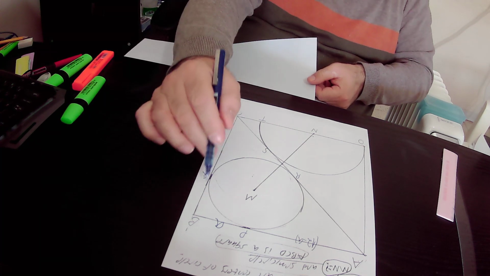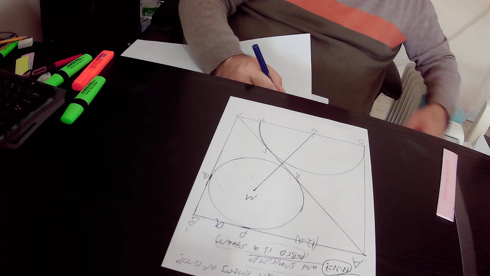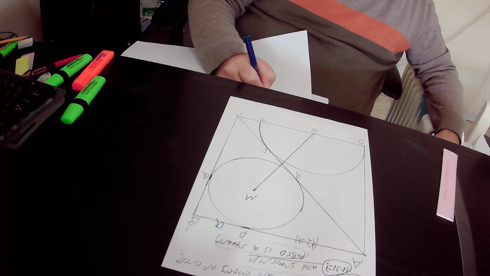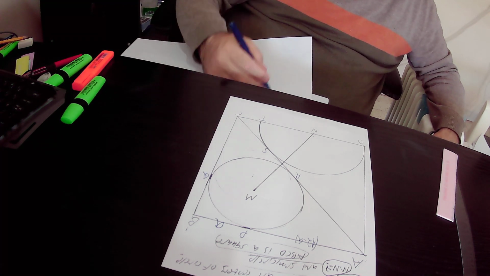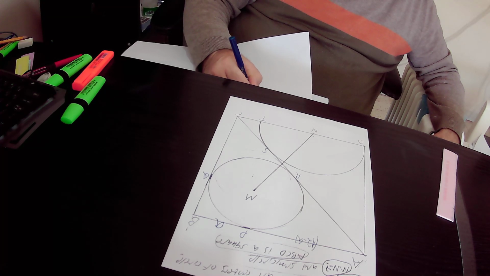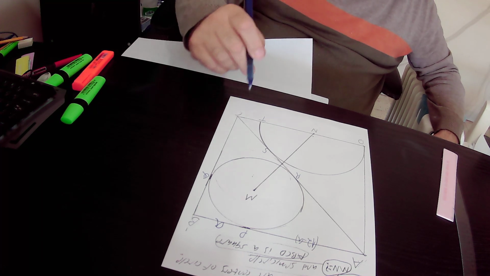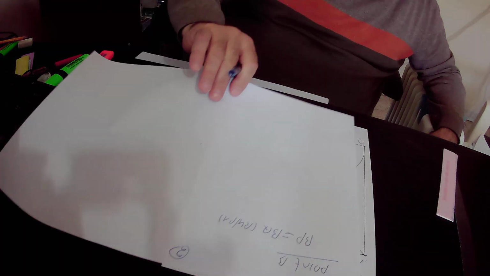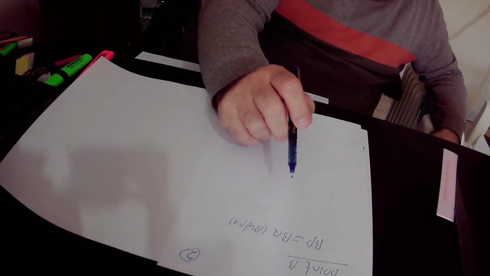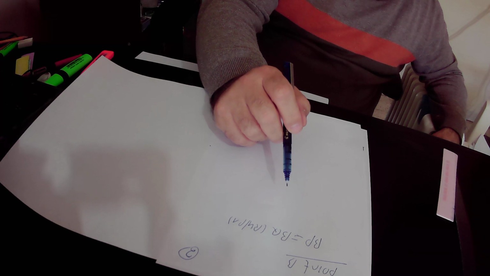The first tangent is BP, and the second tangent is BQ. And according to rule number one, the length of those two tangents will be equal to each other. That is to say, BP equals BQ. Okay?